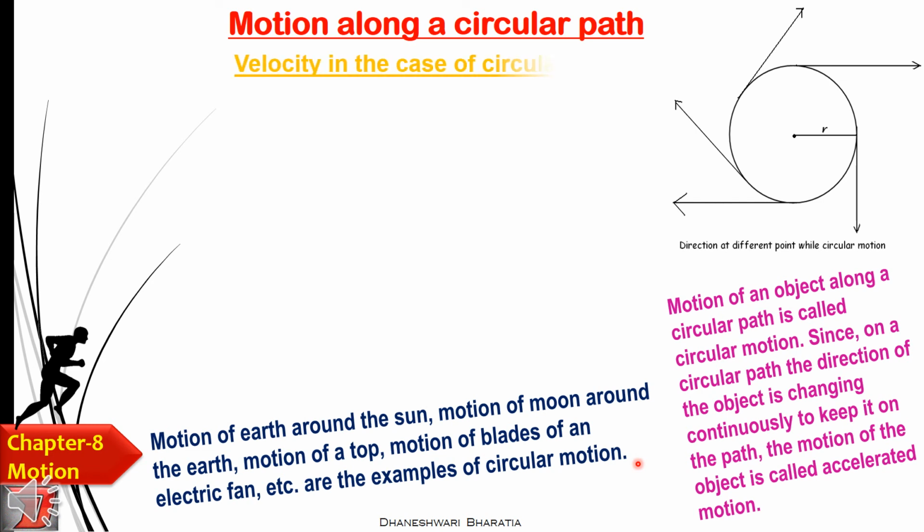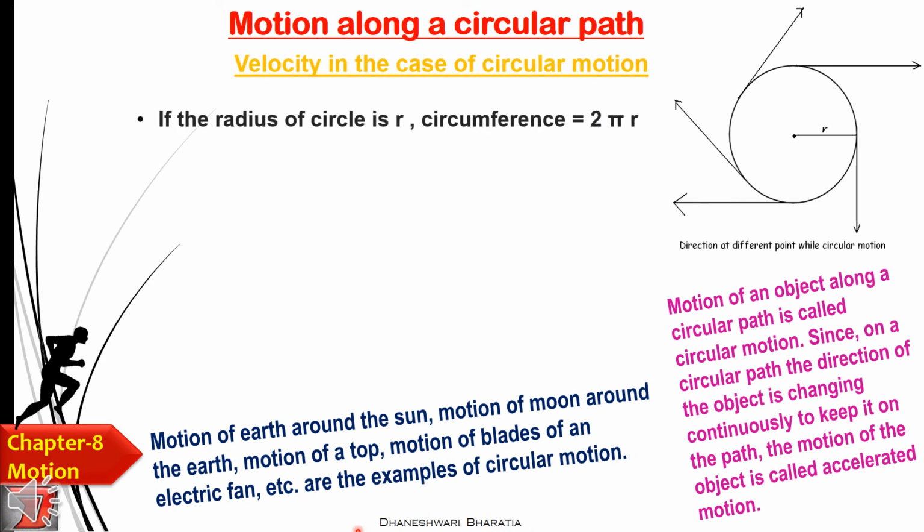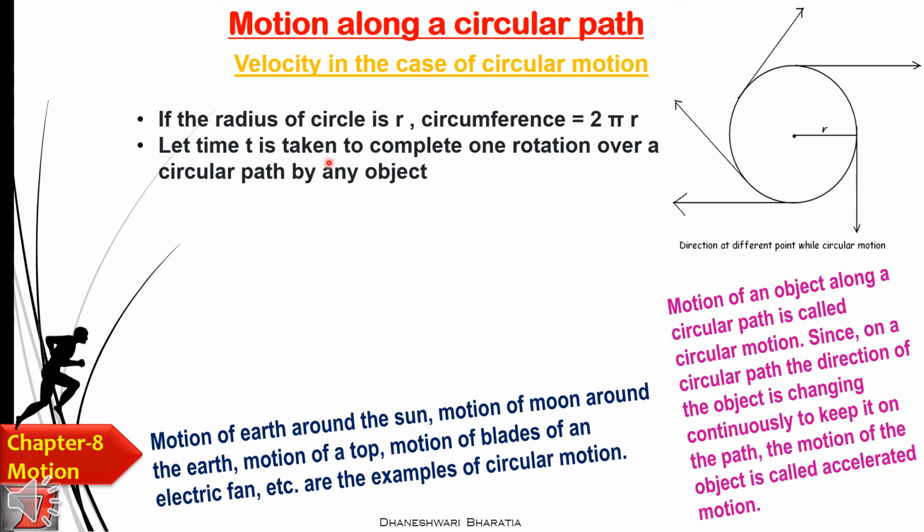Now let's see how to find the velocity in case of the circular motion. We know that the radius of the circle is r and its circumference is 2 pi r. Let the time t is taken to complete one rotation over the circular path by the object. Object को ले लो, मेरा एग्जाम्पल, मैंने यहाँ से स्टार्ट किया, यहाँ से निकल रही हूँ मैं, और t टाइम में मैंने ये पूरा सर्कमफेरेंस कंप्लीट कर दिया, राइट.